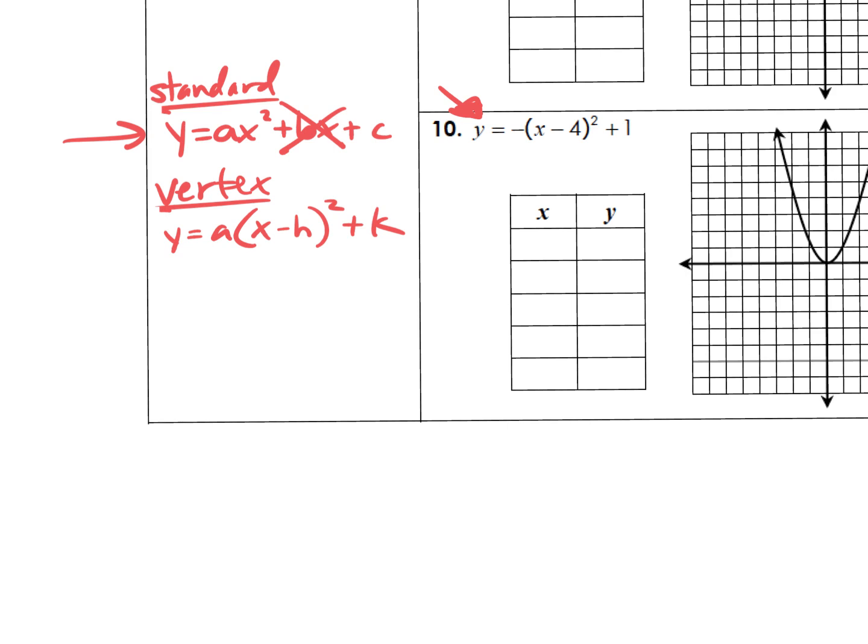Positive 4 and positive 1. So it's always opposite of what it looks like inside and the same as what it looks like outside of the parentheses. So this is a positive 4 and a positive 1, and it goes right there in your graph. So if I'm going to pick other points for x, what's going to go here? That's going to be a 3. We're going to get smaller, and then we're going to get bigger down here. Okay, so we'll plug those values in.